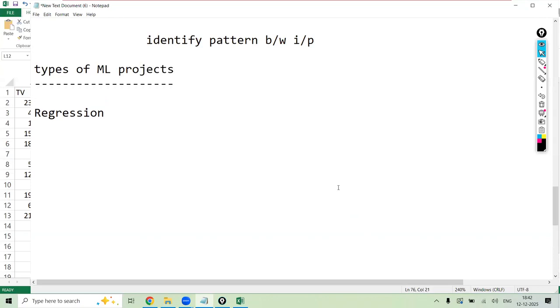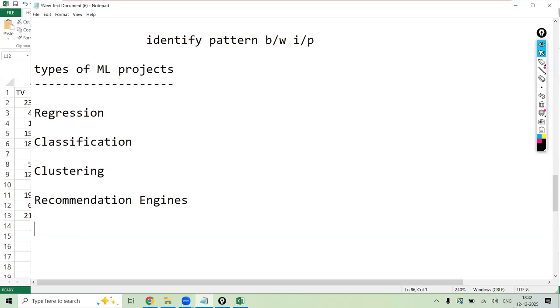First one we call a regression project. Second one we call a classification project, clustering project, recommendation engines project, association rules project. Like this, we have different types of projects along with the forecasting project. Total 6 different types of ML projects are available.